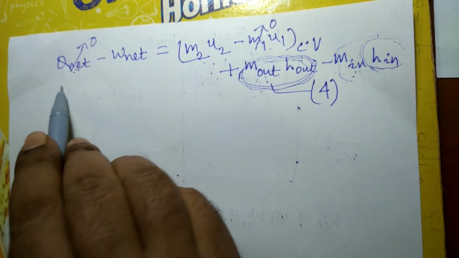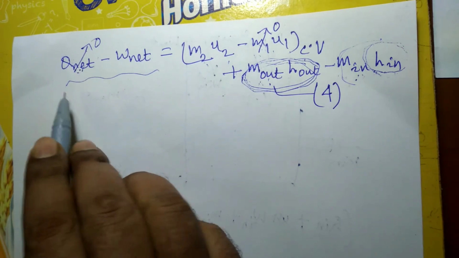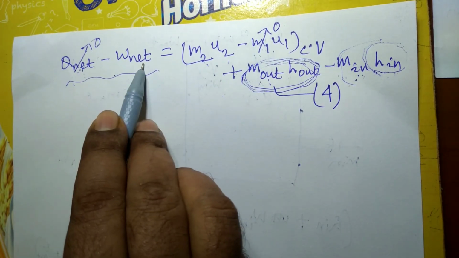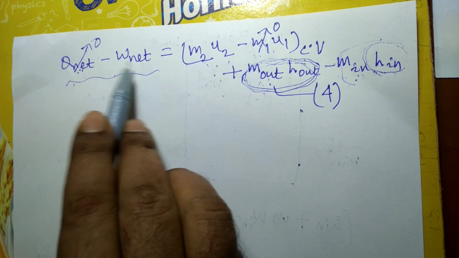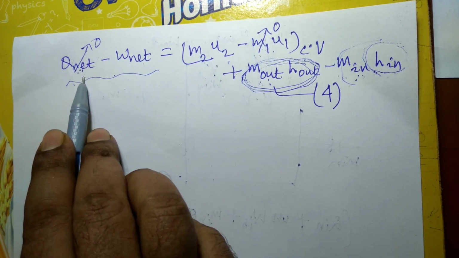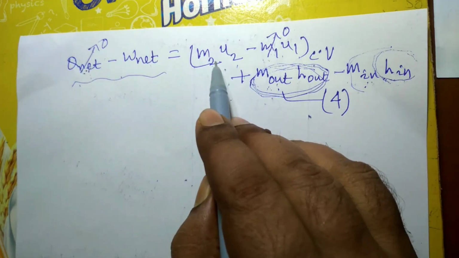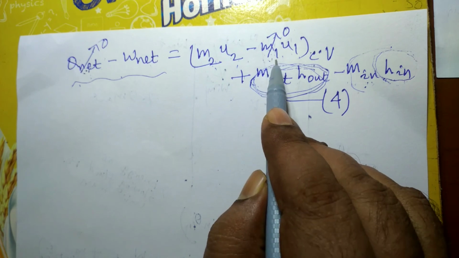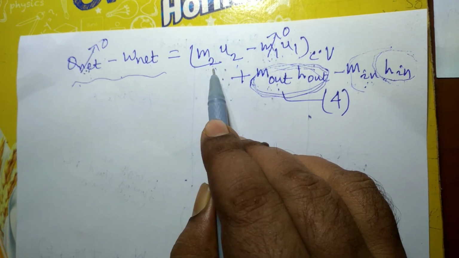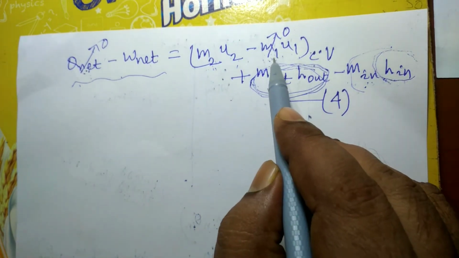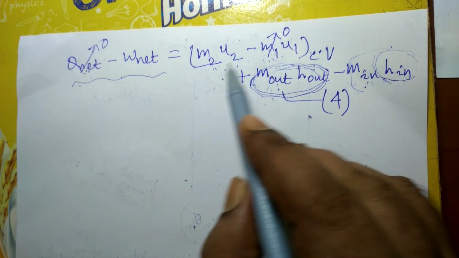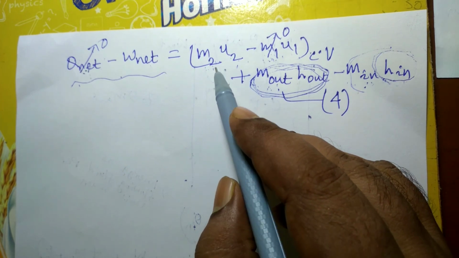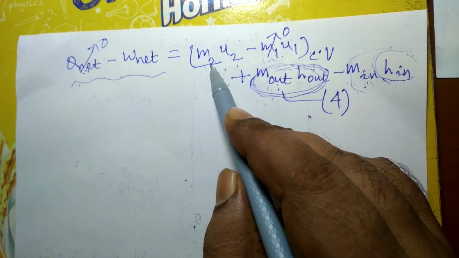So this is the most general equation: Q net, the net heat input, minus net work output, or net work done by the system, where Q net is the net heat input to the system or control volume, is equal to m2u2 minus m1u1, where m1 is the initial mass of the control volume and m2 is the final mass. Initial means how much mass there was before the process, and final is after the process has taken place for a specific period of time, suppose delta t.